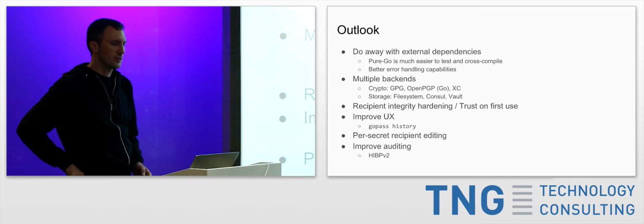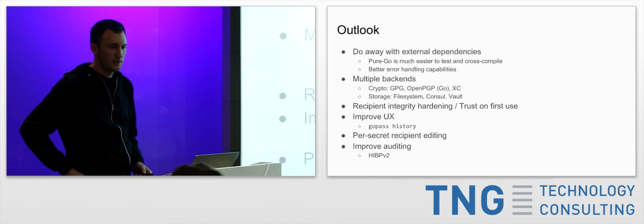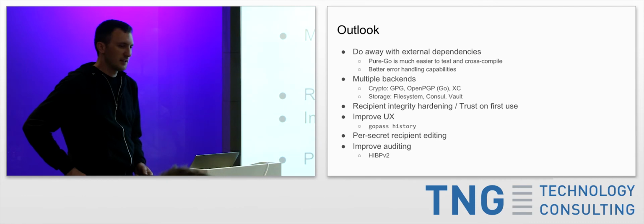We want to work a little bit on the recipient integrity. We are still not 100% happy with how the list of recipients is protected, and we want to improve on that to have a proper trust-on-first-use workflow like you have with certain crypto messengers, or for example, a project like Autocrypt for PGP email.